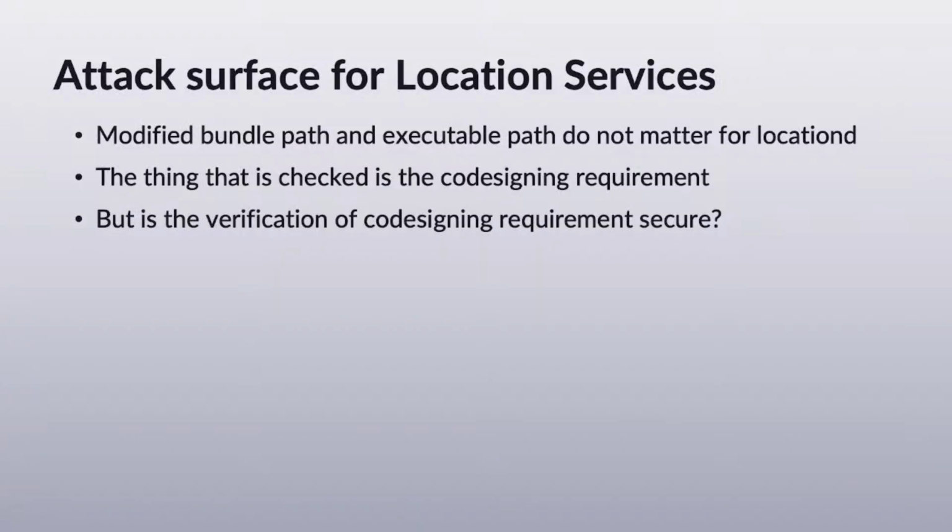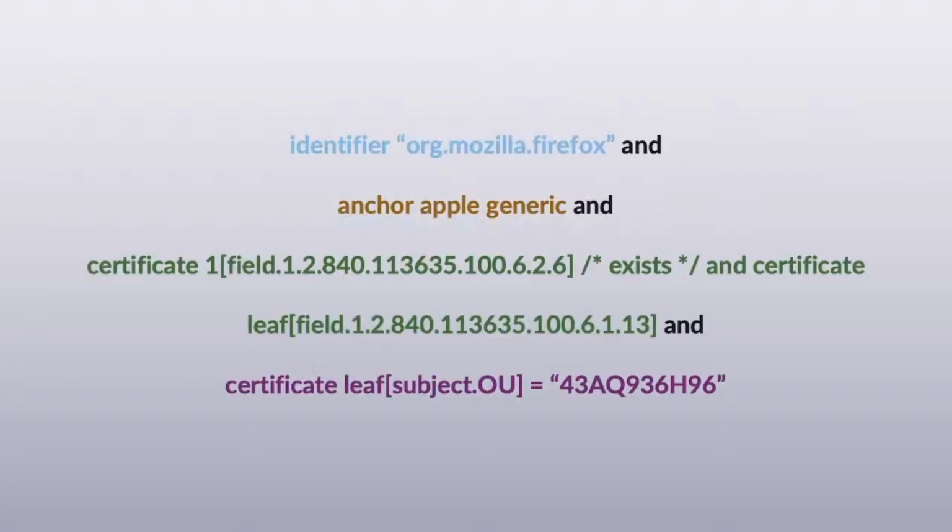So after playing with locationd, I determined that the only thing from the client's plist that is actually checked is the code signing requirement. But is the verification of the code signing requirement secure? So let's take the human readable form of it, and let's see. So again, in the code signing requirement, we have the bundle identifier, which we know we can change, and Apple generic. So if we pay for a certificate, we should be fine. We can have Apple generic.